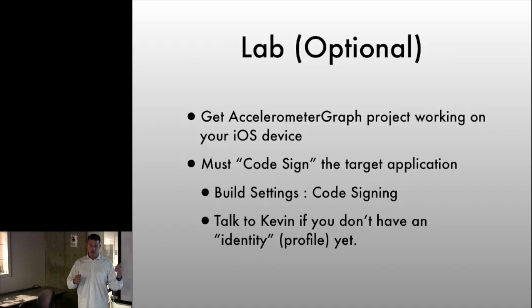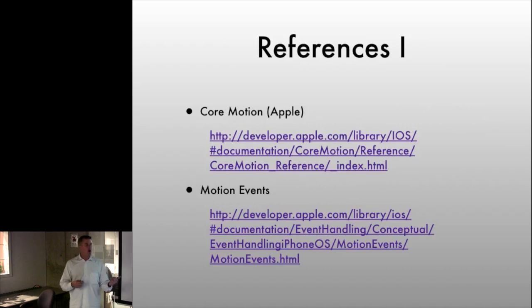Under the build settings in the project, if you try and build it and run it as it stands, it won't build to the device. You have to code sign it. It's under the build settings under code signing. You'll see where you can do that. Read up on the documentation if you haven't done it yet, and send your UUID to Kevin if you need a profile.